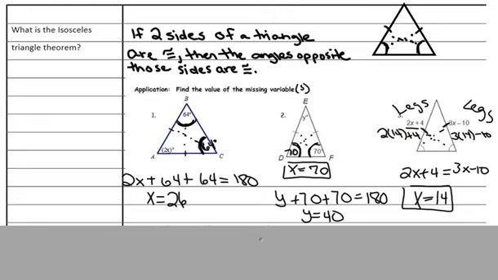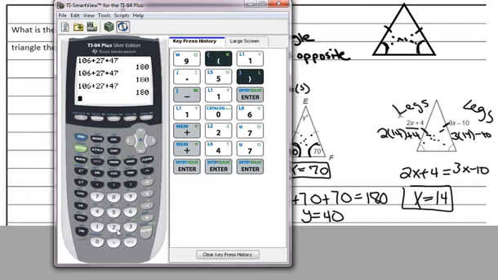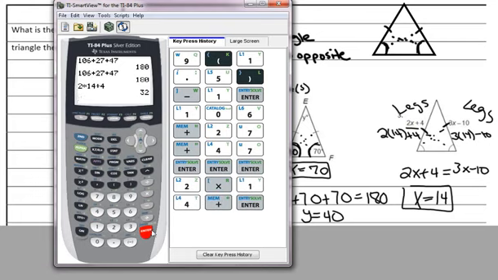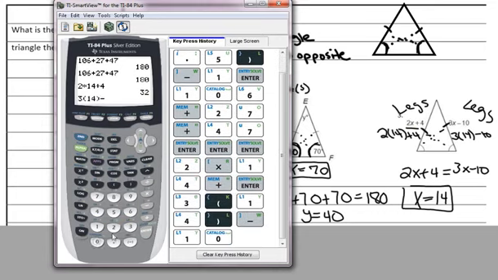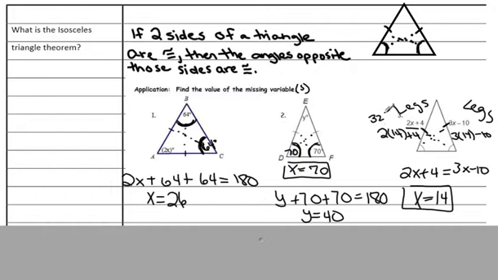So we would do 2 times 14 plus 4, which is going to give us 32. And then we would do 3 times 14 minus 10, which should also give us 32. And this is how we know that these two sides are congruent and that we solved for x correctly.